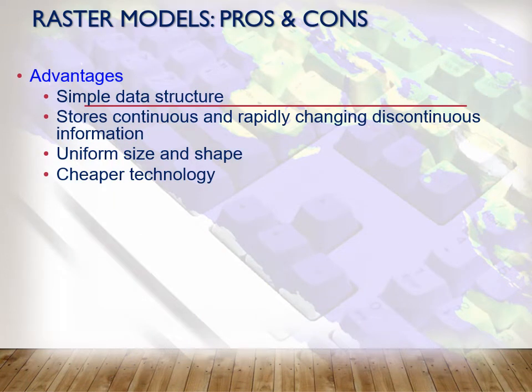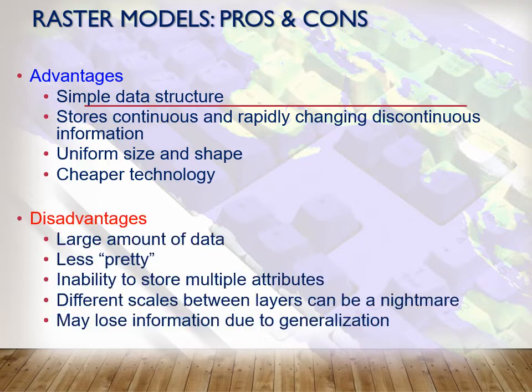So, some advantages of raster models. Very simple. It's uniform in size and shape. It's cheap. Disadvantage: they're very large data sets. If you are trying to represent discrete data, it doesn't look as good. You don't have multiple attributes, so you don't have the power of the attribute table. And different scales could be really hard to deal with.